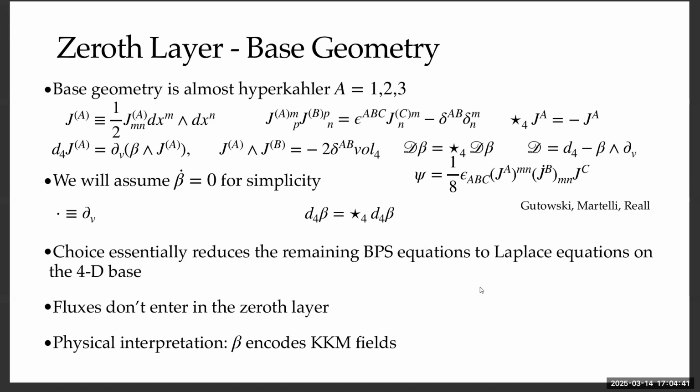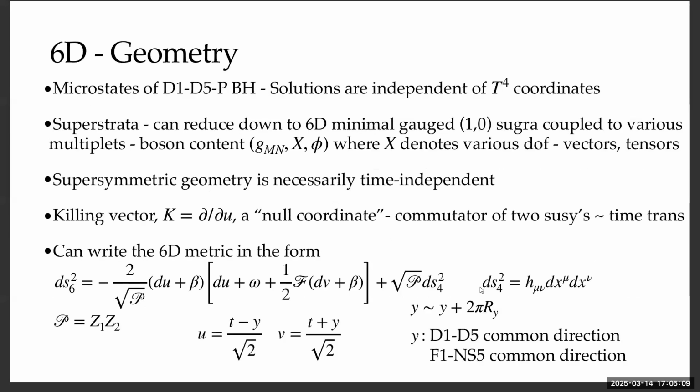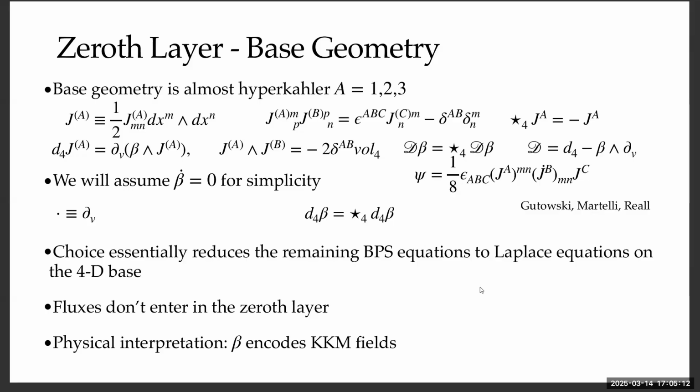I can simplify my life considerably if I consider this fiber to be independent of the compact direction, or the null direction, the v direction, which is t plus y. This choice allows the remaining BPS equations to be Laplace equations. So we see here the fluxes don't enter into this 0th layer. It really amounts to solving for beta, because we're going to take these forms here to be 0, and the only thing that's going to show up is beta, as we go through the layers.